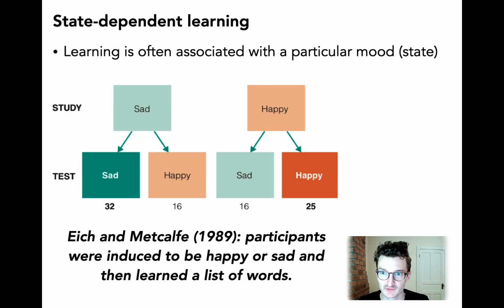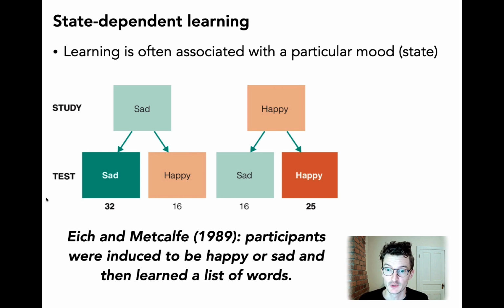The state in which we learn information matters, so your mood. In this particular study, they induced people to feel either happy or sad, and then, put into this happy or sad state, they had to learn a list of words. And on the test day, they were put into either a happy or sad state, and what they found was that if your mood during testing matched your mood during learning, your recall for words in this case was greatly improved.